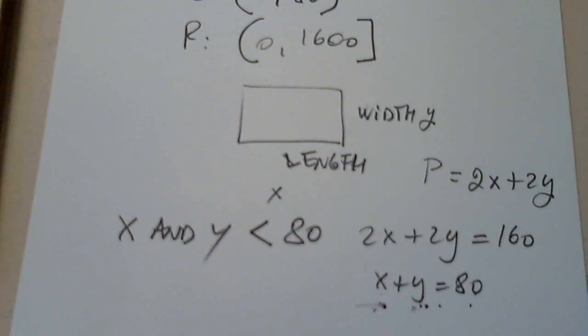So the width must be less than half of the perimeter. Both the width and the length have to be less than the perimeter, and greater than 0, of course. Otherwise, the area would be 0 or potentially negative. That's correct. Thank you so much. Is this clear?